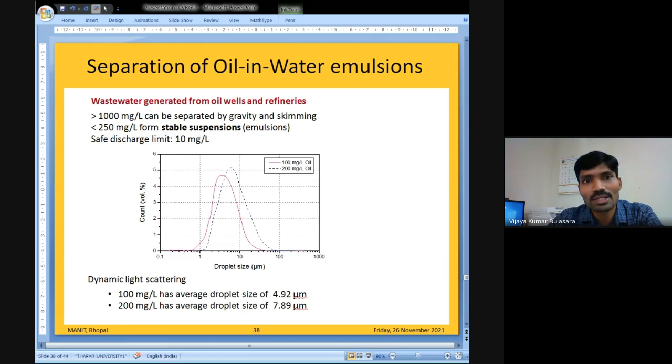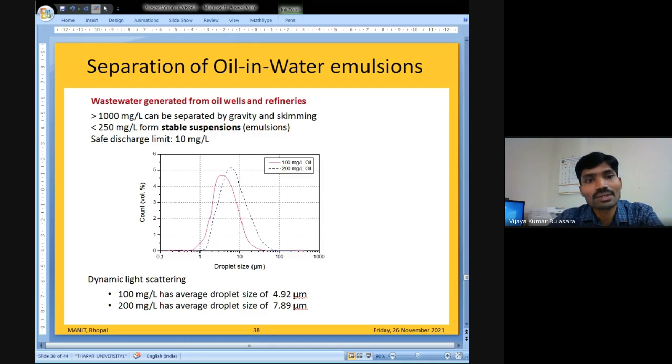That is, stable suspensions or stable emulsions are formed, and they are not easy to separate by gravity or skimming methods. They require the use of membrane separation. The safe discharge limit for oil in water emulsions is 10 mg per liter. However, about 1000 mg per liter can be easily separated, whereas less than 250 mg per liter is difficult to separate by common processes.